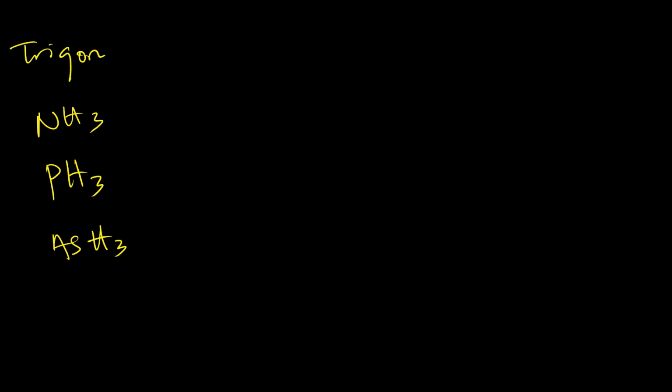Now, other examples of molecules that have this trigonal pyramidal shape, after ammonia, are phosphine or phosphorus trihydride. We also have arsine, arsenic trihydride. Now, some of you will be wondering, how can we differentiate between trigonal pyramidal and trigonal planar? I will leave you with a clue on how to easily differentiate between these two shapes.